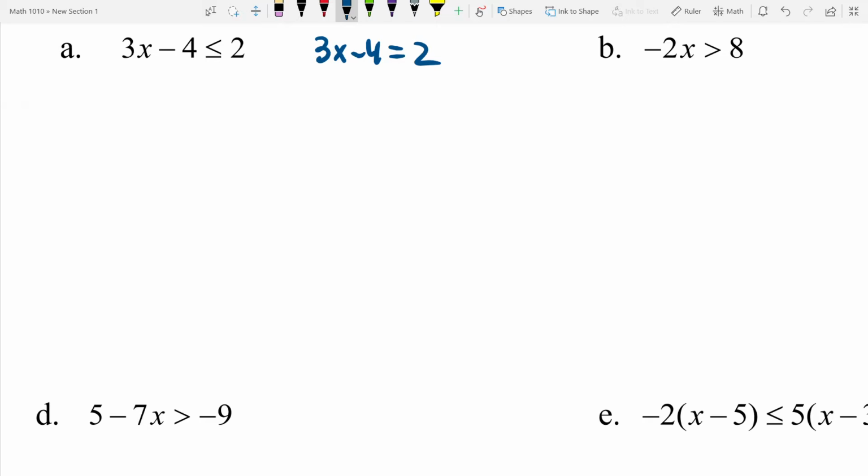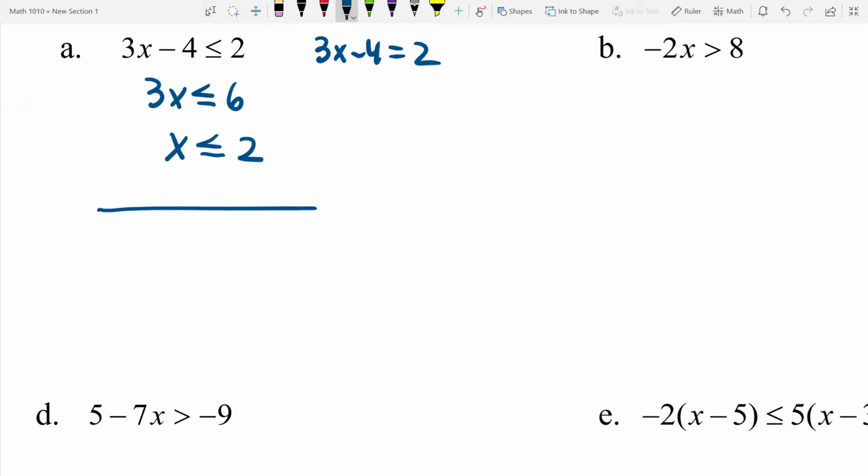Everybody in the room, tell me what to do first. Move your 4, right? So you have 3x is less than or equal to 4 plus 2, which is 6. What do I do now? Divide by 3, so I get x is... Should I switch the direction of the inequality? No, because I didn't divide by a negative. 6 divided by 3 is 2.